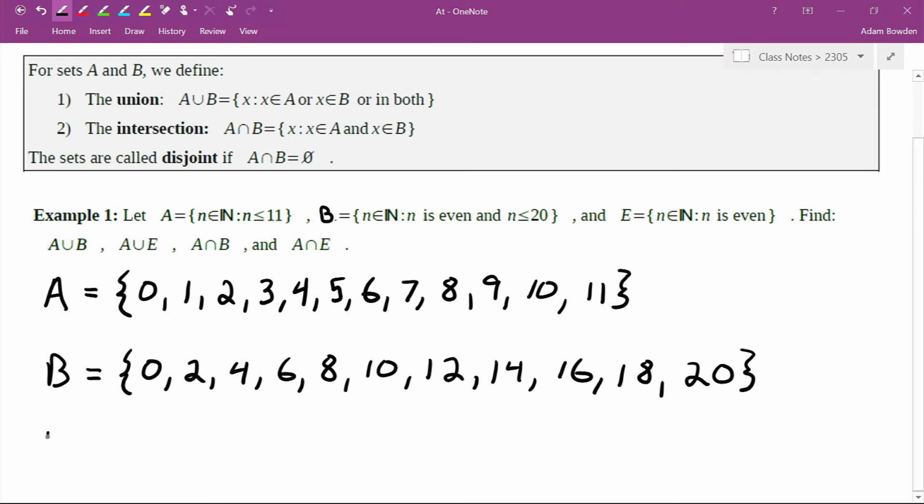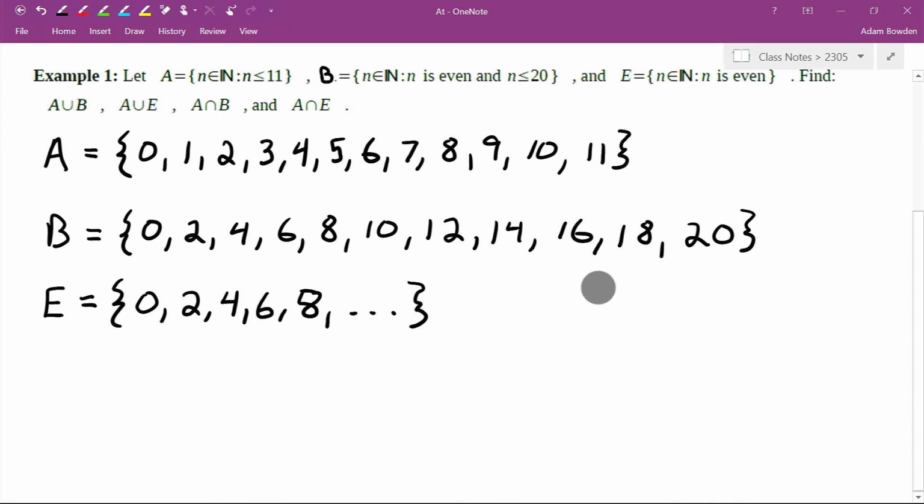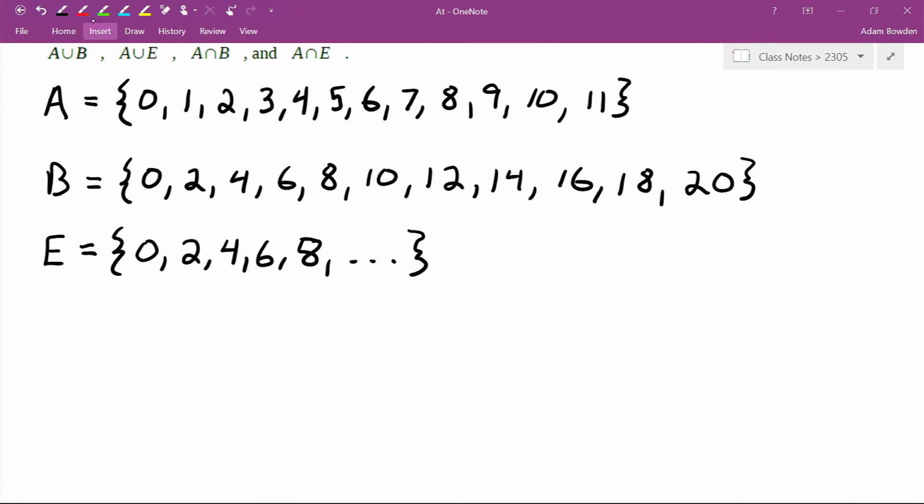And then let's go ahead and list out set E. This is just all n in the natural numbers such that n is even. So that's going to keep going forever. It'd be 0, 2, 4, 6, 8, and so on. Okay, now with that in mind, let's look at A union with B.